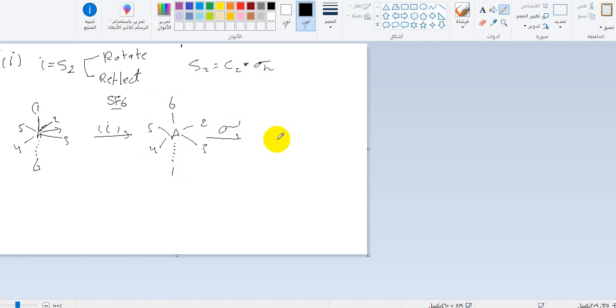After sigma, take this molecule. Okay, sigma here on the Z axis. Take 1 and 6 and A, here 2 and 4 and here 5 and 3. This is the last one of the symmetry operations.